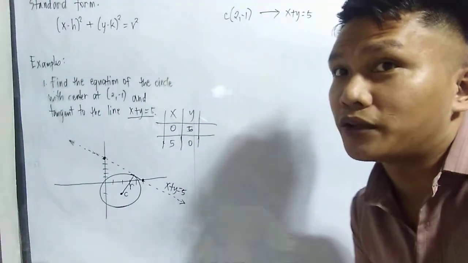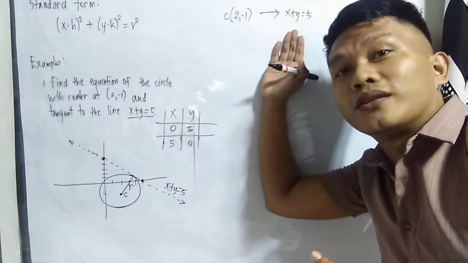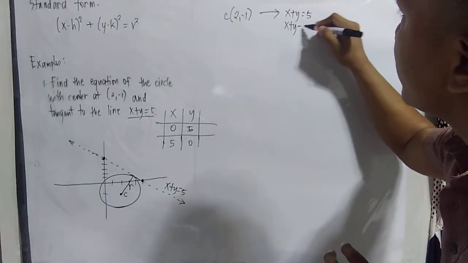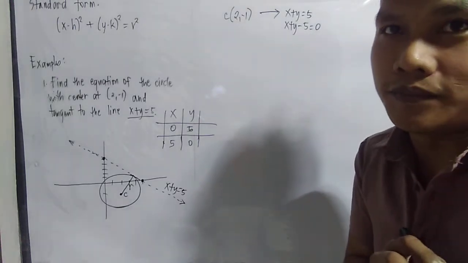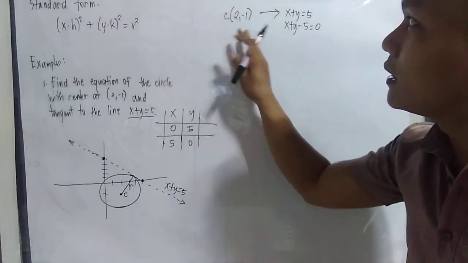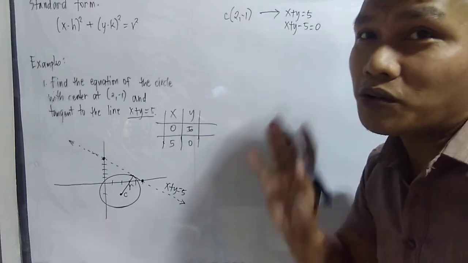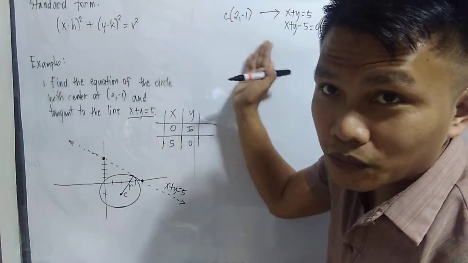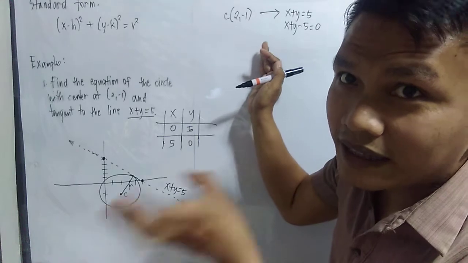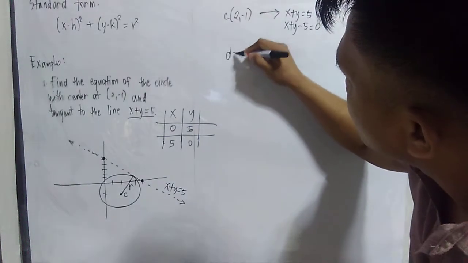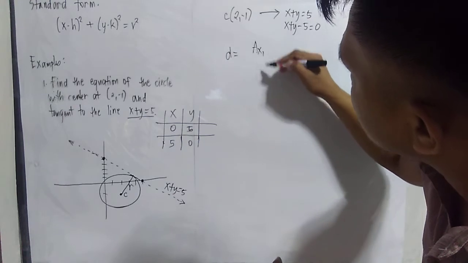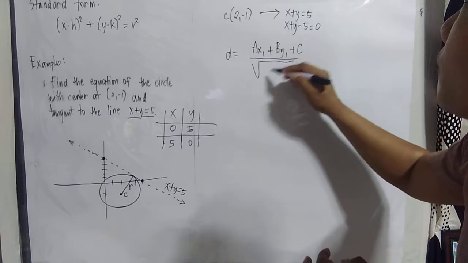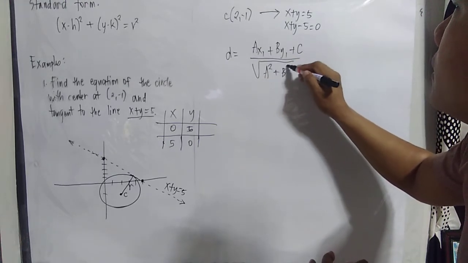It is better if we translate this into the general form. The general form of this equation is x plus y minus 5 equals 0. Then we can now find the distance, or the radius. That is a point and a line, so to find the distance, we have d equals the absolute value of A x sub 1 plus B y sub 1 plus C, all over the square root of A squared plus B squared.